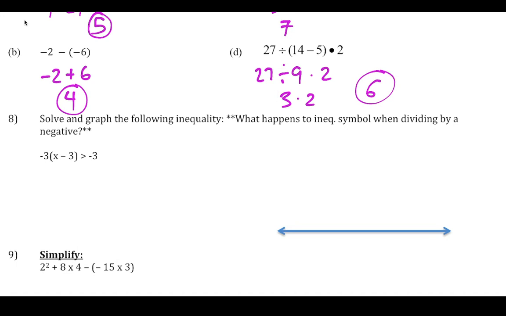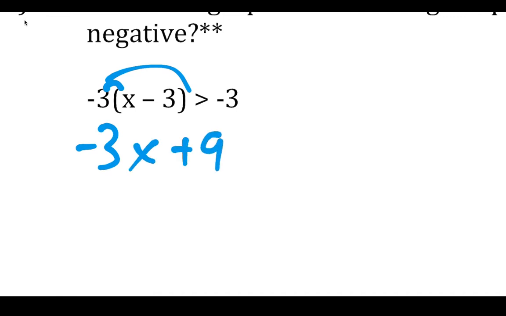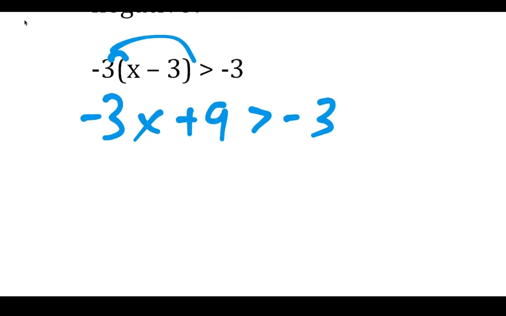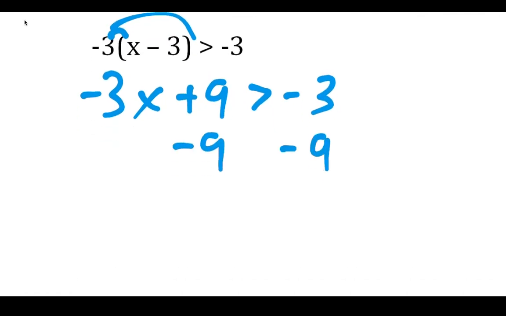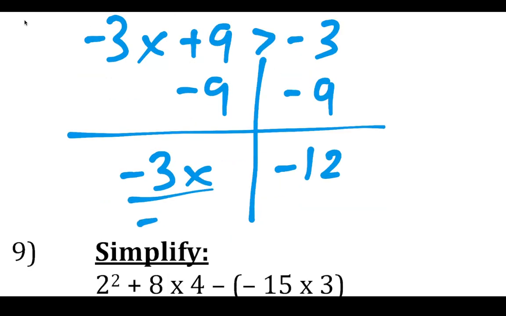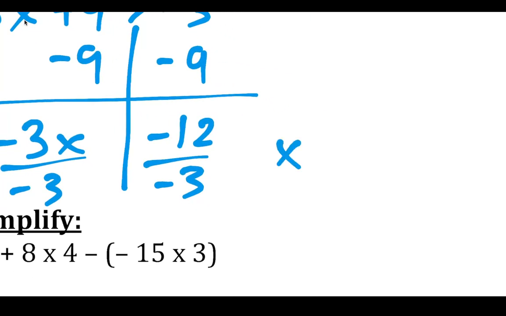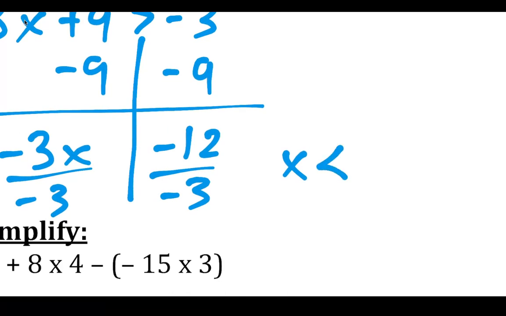Solve and graph the following inequality, and it gives us a heads up. We have a negative sign going as a coefficient. So first I'm going to distribute -3x, negative times a negative, so it's +9 is greater than -3. Subtract 9 on both sides now, so -3x is greater than -12. Here's the part we want to watch out for. Dividing by a negative, we're switching the direction of the inequality sign. So x is no longer greater than, x is now less than. -12 divided by -3 is +4.